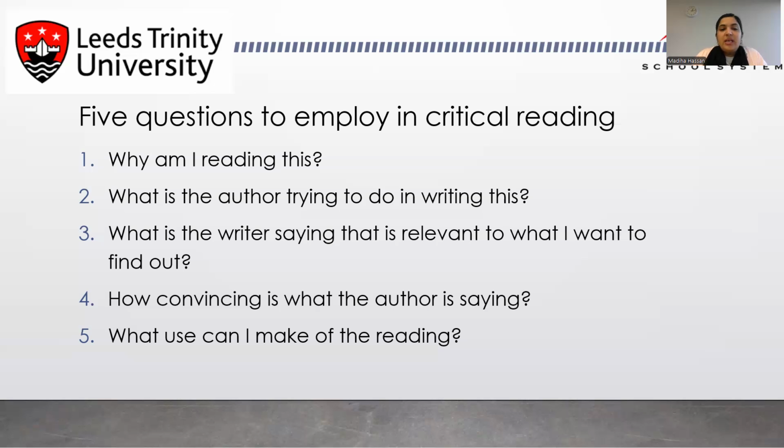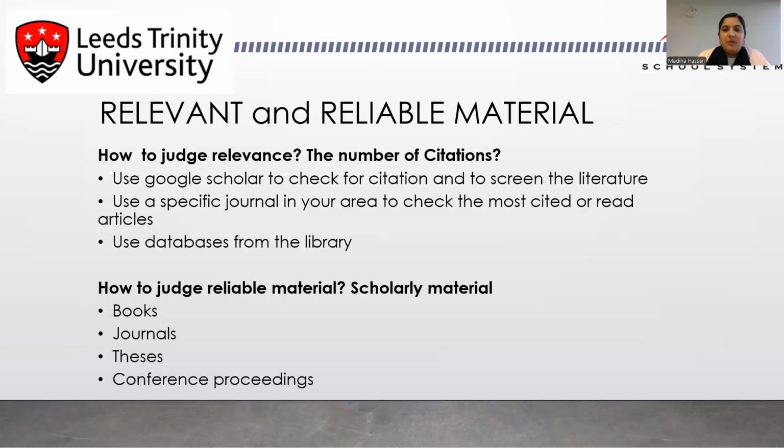Okay. What use can I make of the reading, how is this relevant to my research? Relevant or reliable material: there was a lot of discussion previously related to relevant and reliable material. Use Google Scholar, use your official library, LTU library. How to judge reliable material: scholarly books, journals, thesis, conference proceedings are reliable, and if you are getting these from proper research databases, then it is more authentic.